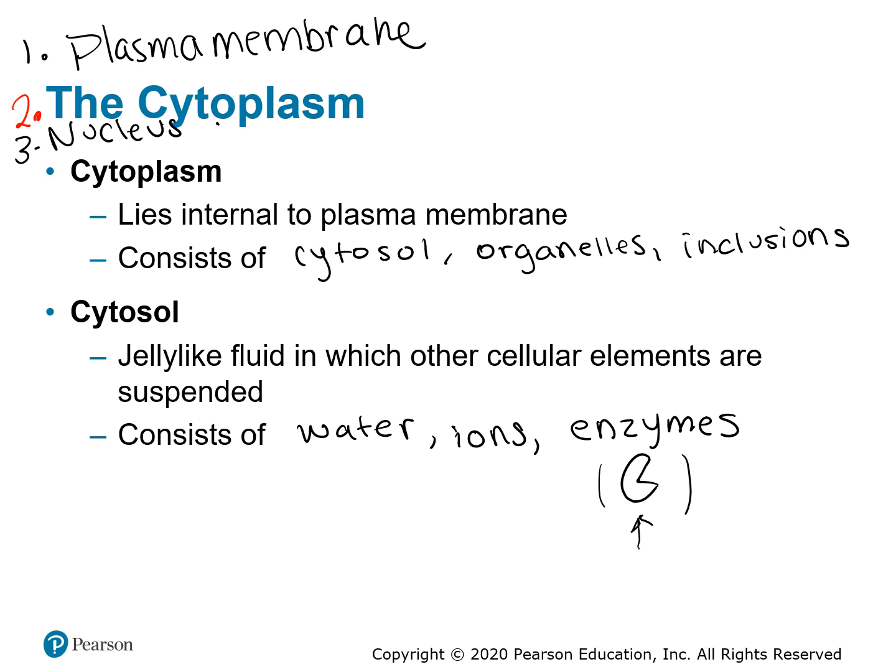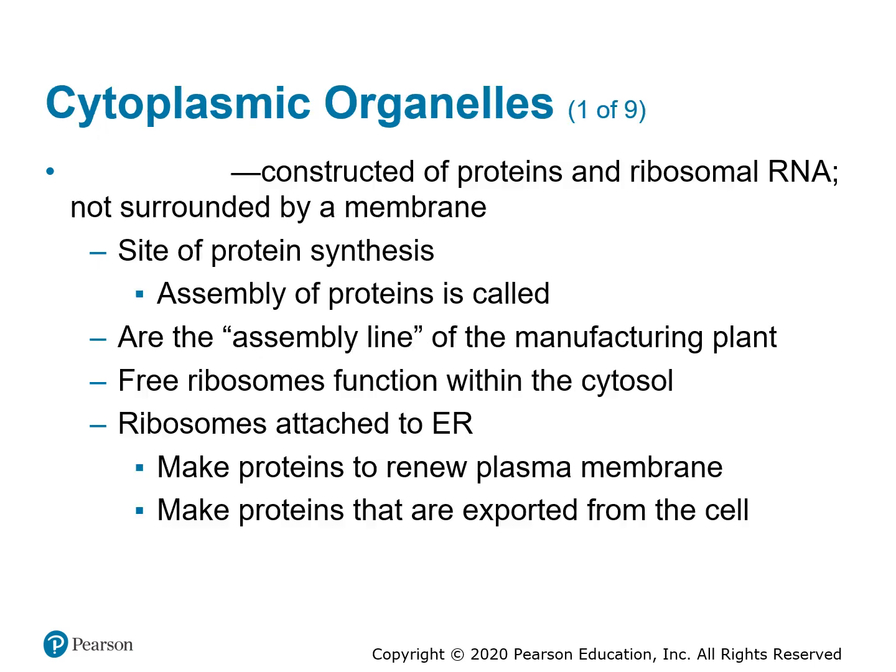All right, we have a bunch of cytoplasmic organelles. We're gonna run through them real quick. The first is the ribosomes. Ribosomes are made of protein and they make proteins, okay? They are the site of protein synthesis, so all of our protein production happens in your ribosomes.